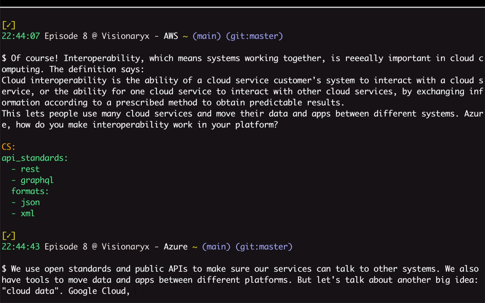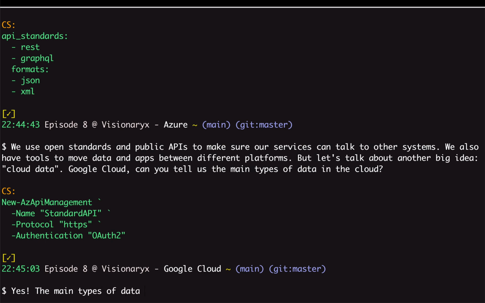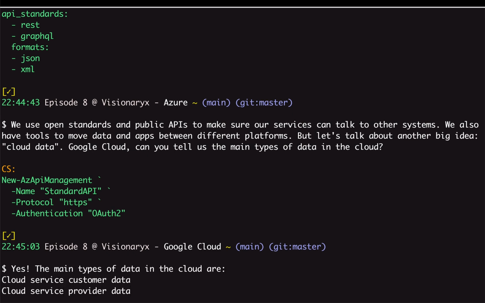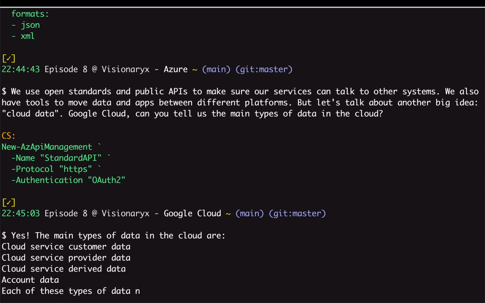But let's talk about another big idea, cloud data. Google Cloud, can you tell us the main types of data in the cloud? Yes. The main types of data in the cloud are cloud service customer data, cloud service provider data, cloud service derived data, and account data. Each of these types of data needs special care.